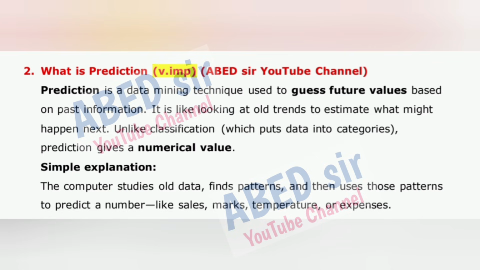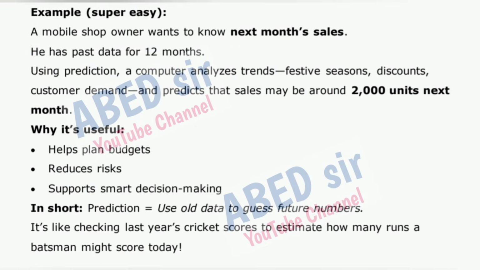Simple explanation. The computer studies old data, finds patterns, and then uses those patterns to predict a number like sales, marks, temperature, or expenses. Example, super easy. A mobile shop owner wants to know next month's sales. He has past data for 12 months. Using prediction, a computer analyzes trends, festive seasons, discounts, customer demand, and predicts that sales may be around 2,000 units next month.